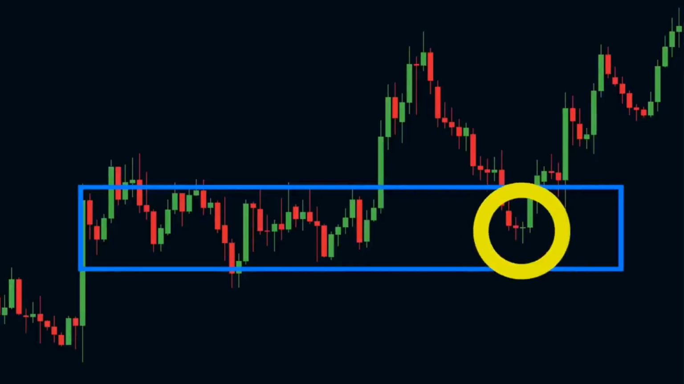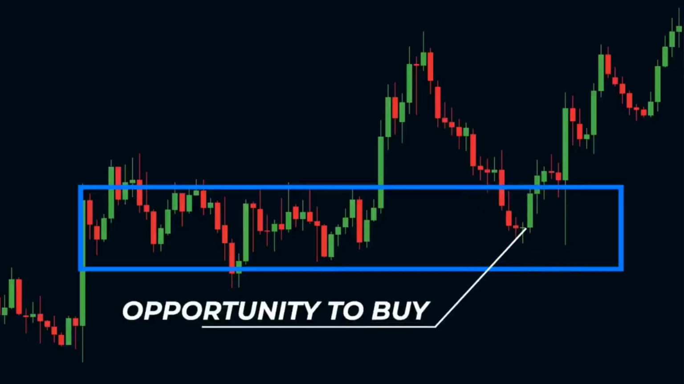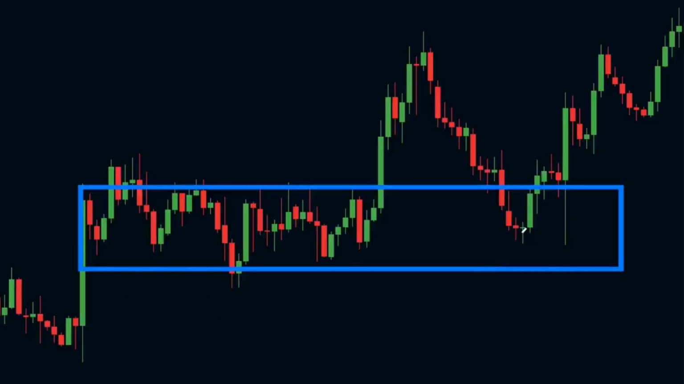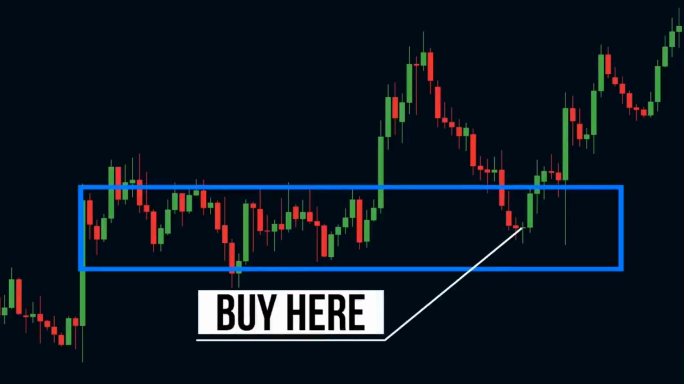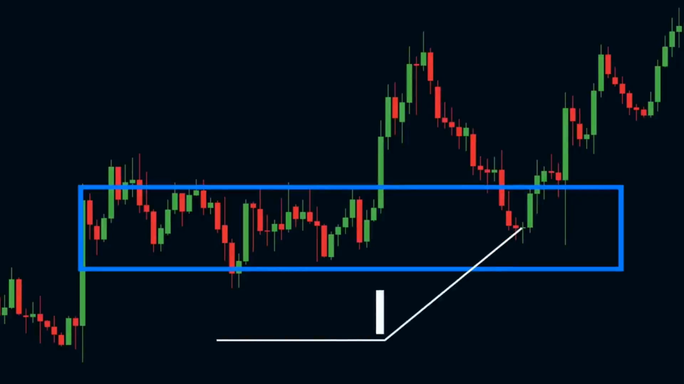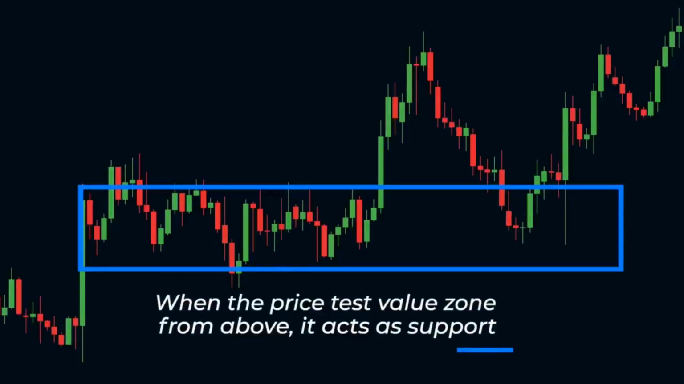And as the price pulls back to the value area, it becomes an opportunity for the buyers to buy more. The market is giving them a chance to buy at a discounted price. So they take this opportunity with both their hands and buy at this price. As a result, the buying of the sellers and buyers creates a bullish pressure that makes the market go up. In other words, the value area provides support when the price tests it from above.